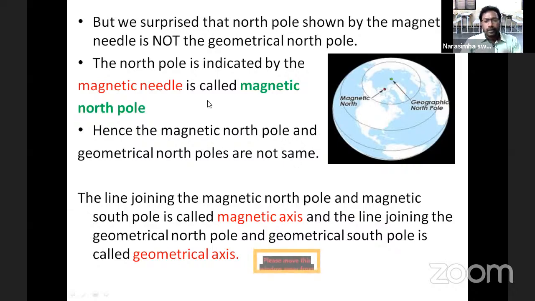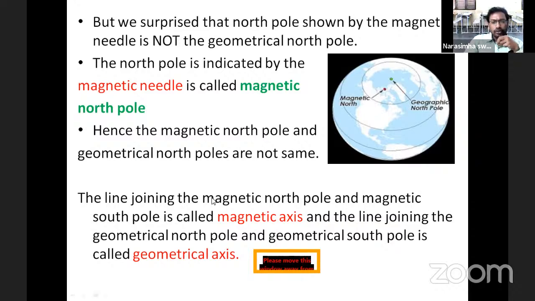Now, moving deeper into this concept. You understood what the north pole is and what types of north poles are present. What is the north pole? It is the point that is not rotating, even though the whole globe, the whole earth, is rotating. At the axis of rotation, the point is not rotating, so that is called the north pole. But there are two types: one is the geometrical north pole, and another is indicated by the magnetic needle, the magnetic north pole. So both are not the same.